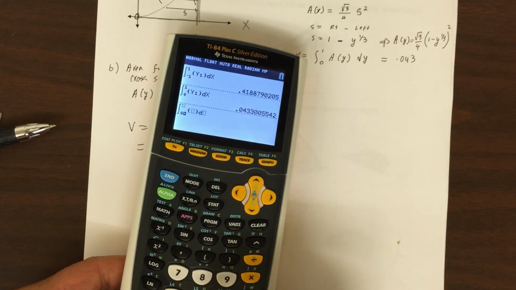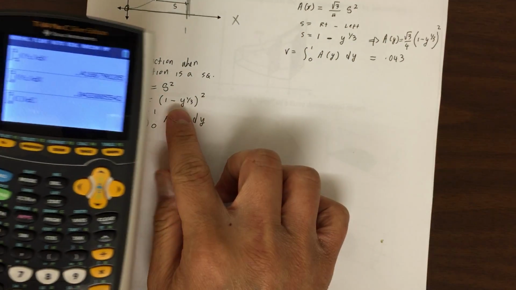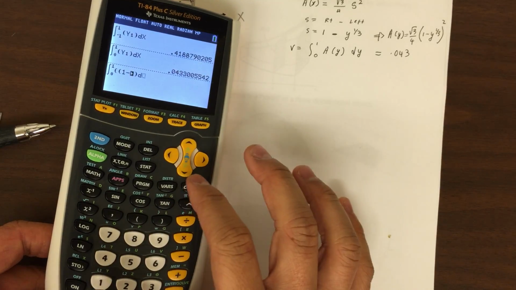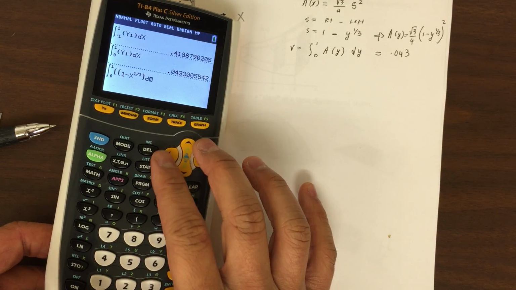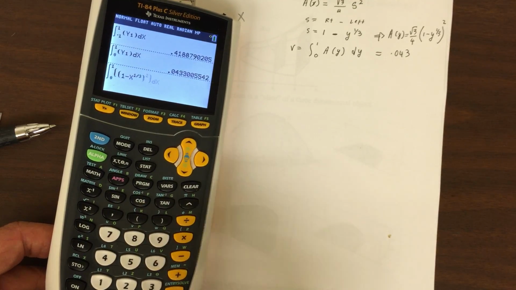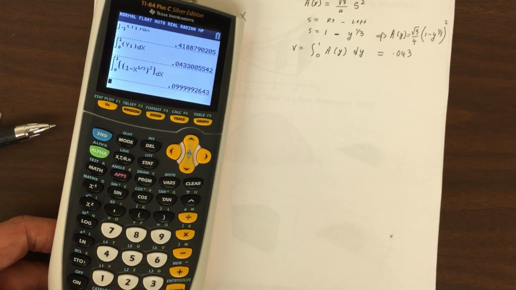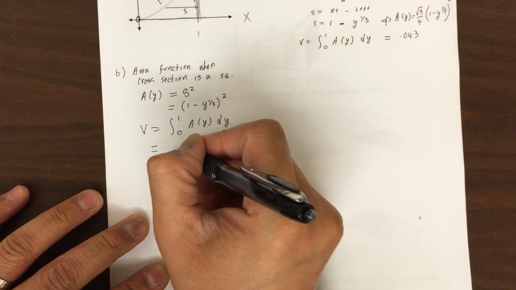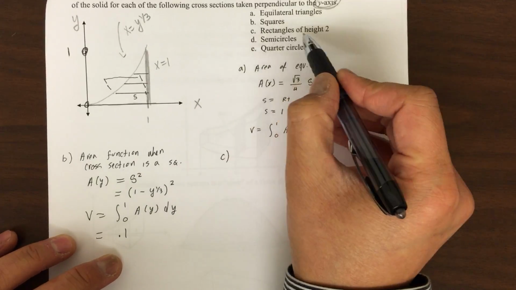Math 9, 0 to 1. And the area function is that, so we can basically type that in here. 1 minus y raised to the 1/3, we've got to square that, close parentheses, square that, dx, and we get, a lot of work as you can see, 0.099. So 0.099, that makes it 0.1.